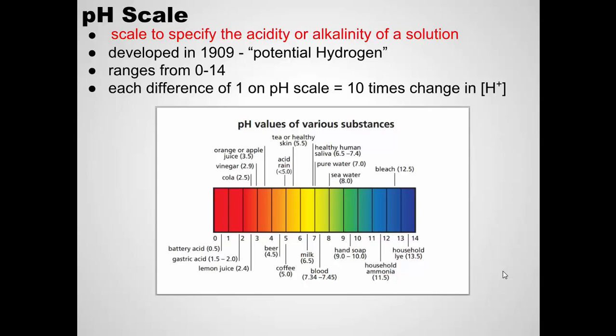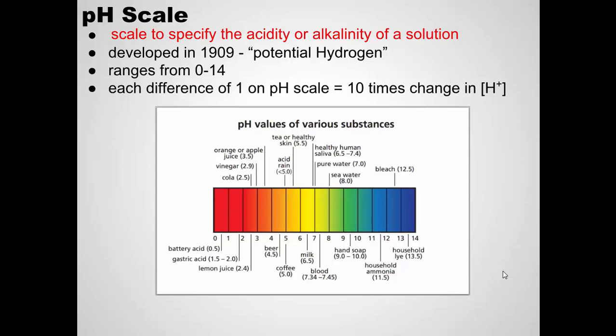Things like bleach and ammonia are at the basic end of the scale. Soap is slightly basic. So seawater is slightly basic. If bleach is more basic, does that mean it's healthier than pure water? No, it's extreme. Pure water is closer to 7. Yeah, 7 is neutral.